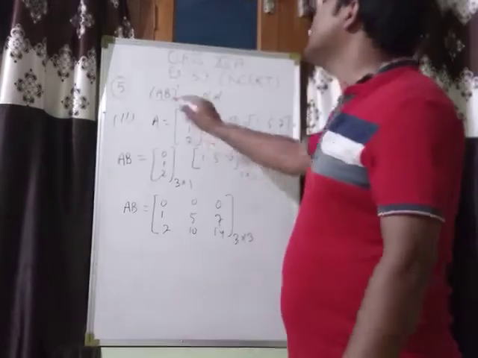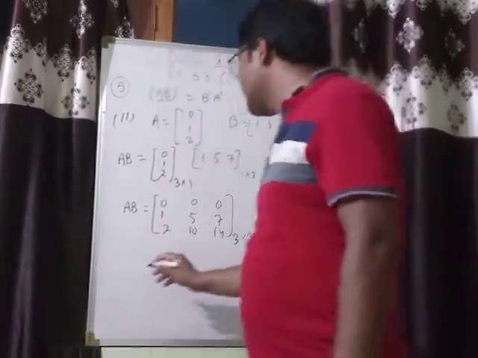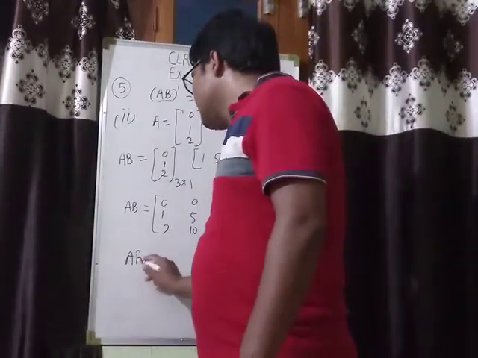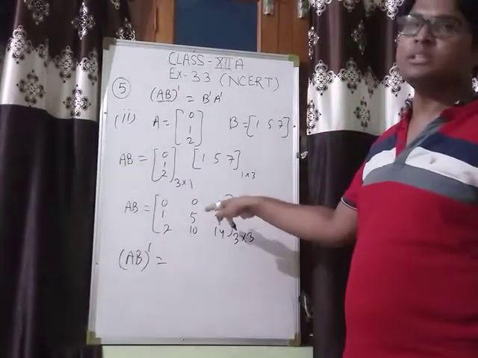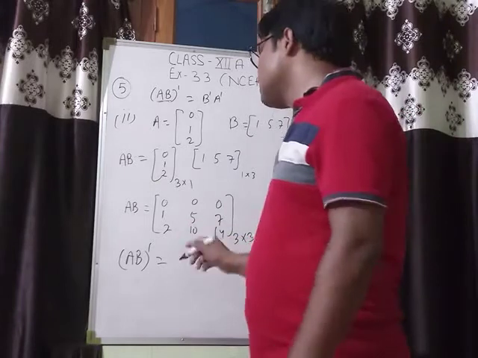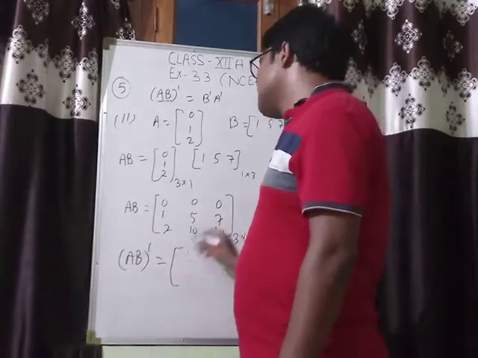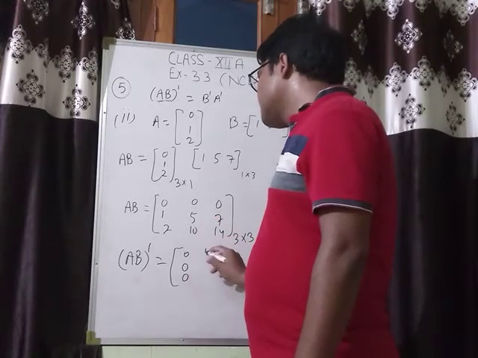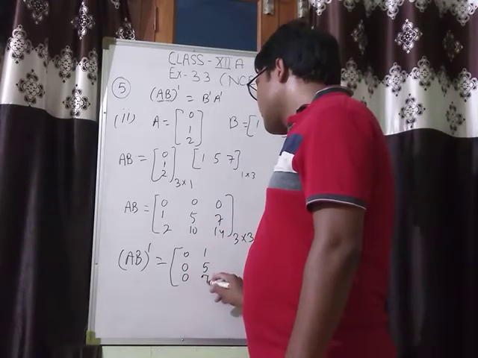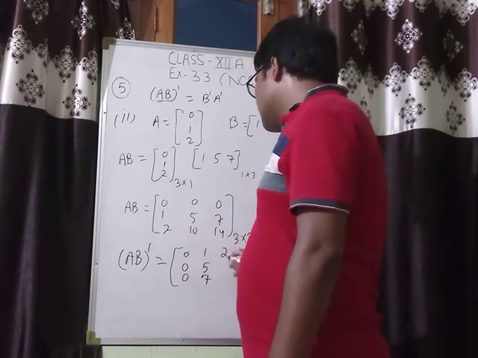Okay. Now find out (AB) transpose. How can we find out (AB) transpose? By interchanging its rows into columns and columns into rows. So you can see this is first row, so it will become first column. This is second row, it will become second column. And this is third row, it will become third column.